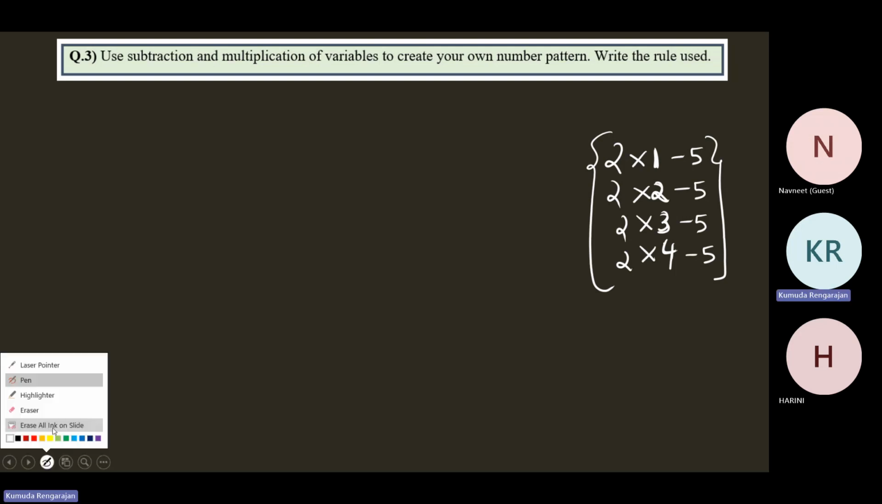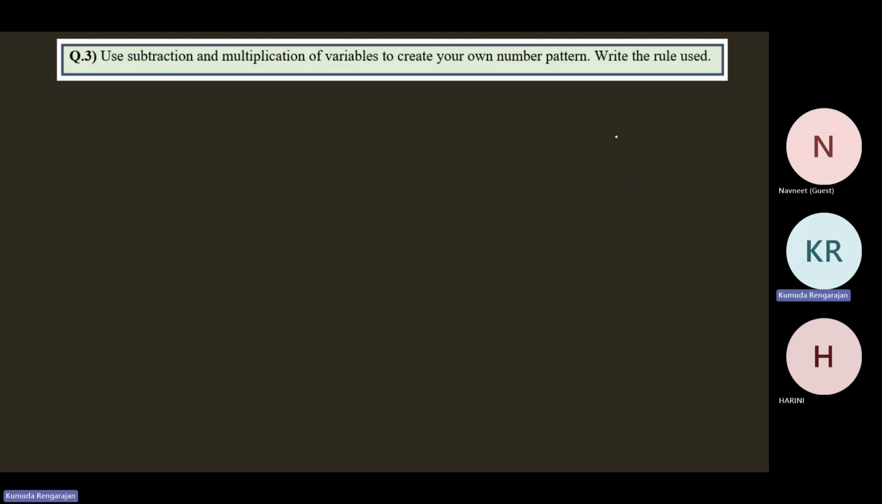I'll write the same thing again. I said you fix any number in your mind, supposing 2, into 1 for the first term, into 2 for the second term, into 3 for the third term, into 4 for the fourth term. Should write the same number 2. Now, so we've used multiplication. Since they want us to use subtraction, you can just take away any number you wish, but everywhere you should take away the same number.